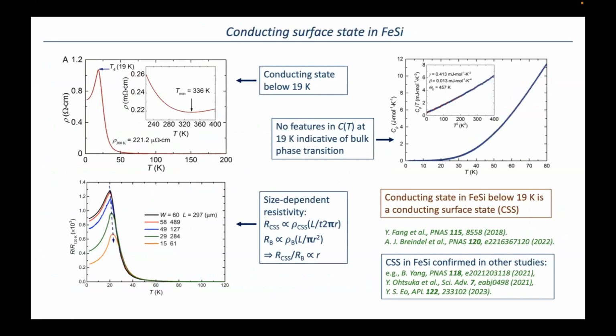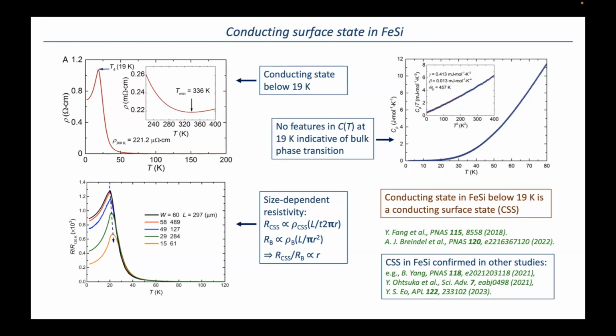Okay, so let me say a little bit about the conducting surface state. So I showed you the data in the upper left-hand panel a moment ago. It turns out if you look at various crystals with different diameters, the resistivity decreases once you're in the region where the conducting surface state appears, as indicated in this figure. And this is evidence for this being a surface effect, and evidence for a conducting surface state.